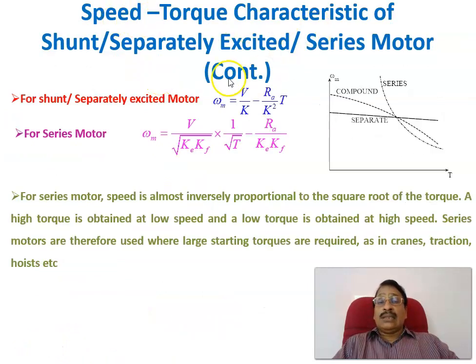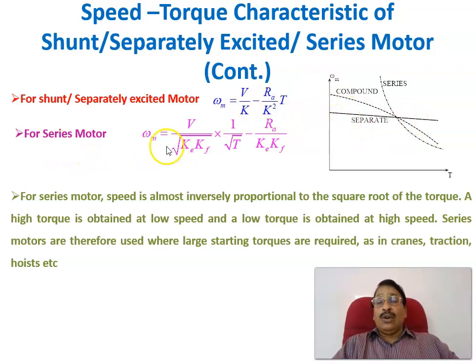Continuing with the speed torque characteristics of shunt, separately excited and series motors. In shunt and separately excited motors, we have found omega m equal to V by K minus Ra by K square into torque, where V is the applied voltage and K is a constant, which is equal to Ke into phi. That is why this is the characteristic of torque versus omega m for a shunt motor.